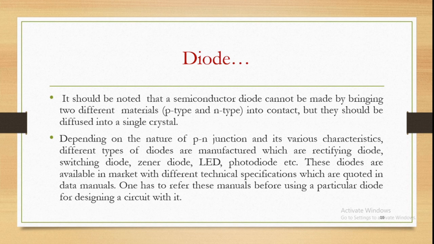So these diodes are available in the market with different technical specifications. Their specifications are quoted in data manuals. If you have to refer to a particular diode, you have to go and refer to the manual. Then you can use the particular diode for designing in a circuit.